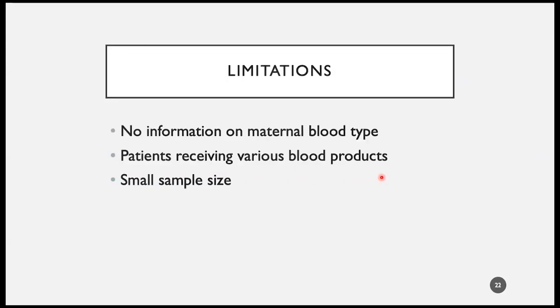Moving on, as I mentioned earlier, we had some limitations in our study. In our younger patients, we observed high levels of IgG, and we know that IgG can cross the placenta, but information regarding the maternal blood type wasn't available to us, so we can't conclude if these are of maternal origin or if the patient just started making IgG antibodies very early on.